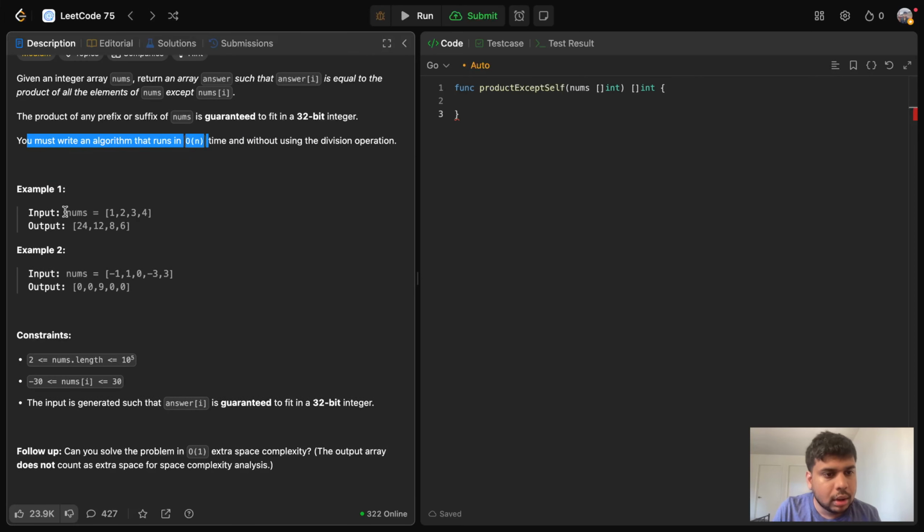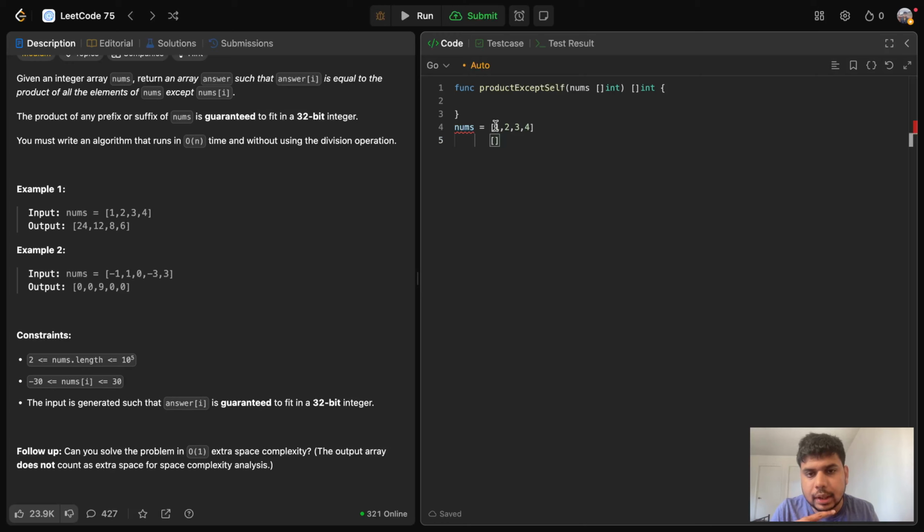Okay, so let's understand the question first. You're given an array like this. For the first element, where i is 0, what is the product of the elements except this one? It is 2, 3, 4. 2 into 3 is 6, 6 fours are 24. What is it for 2? It is 3 into 4, 12. 12 into 1, 12.